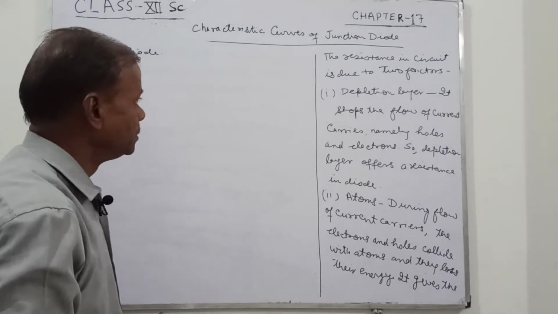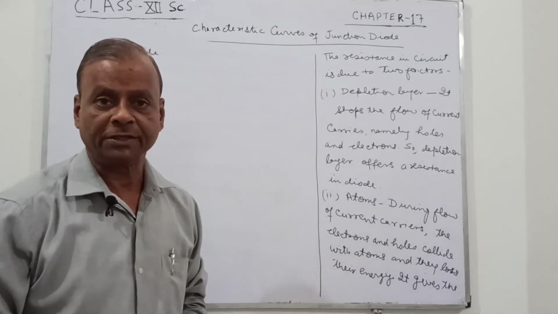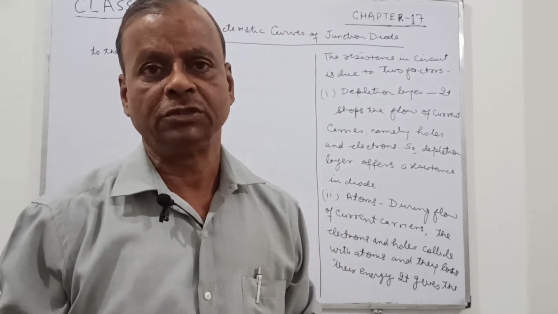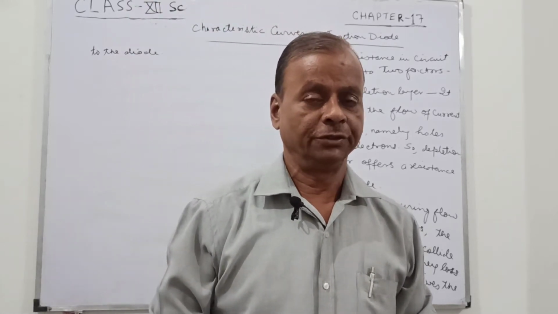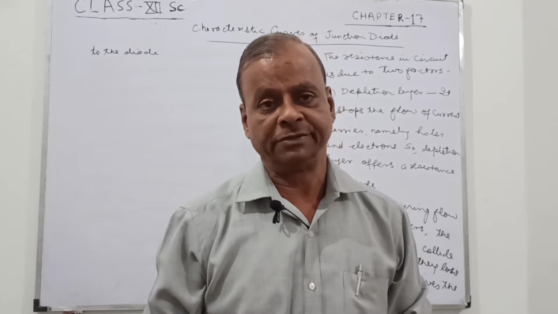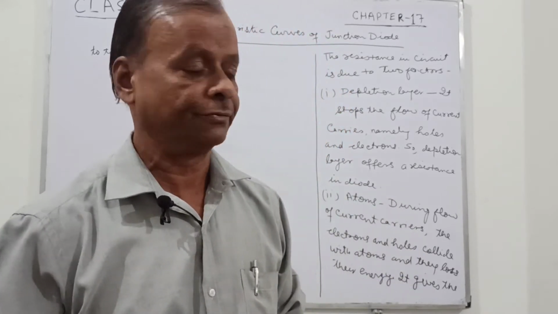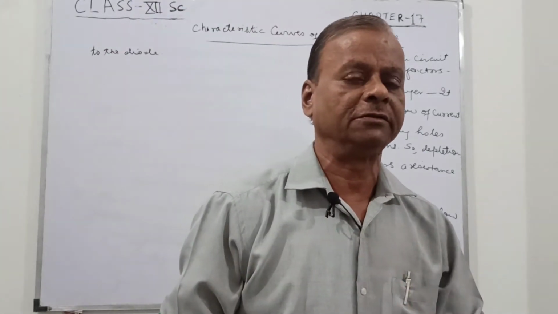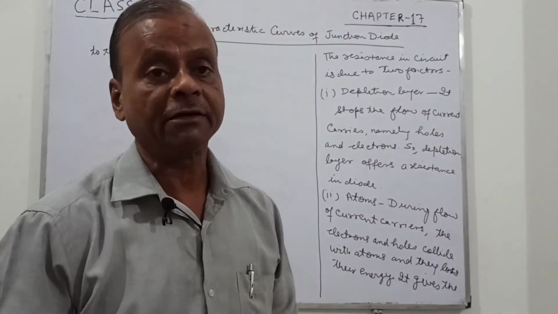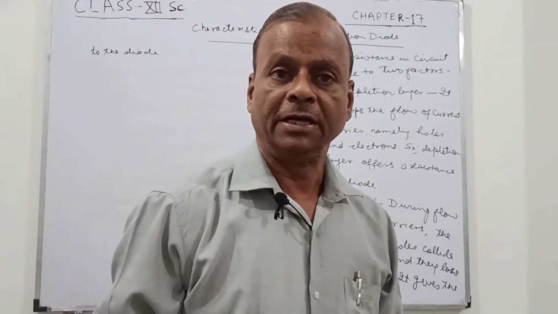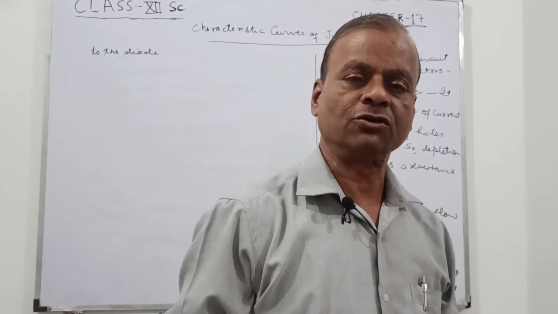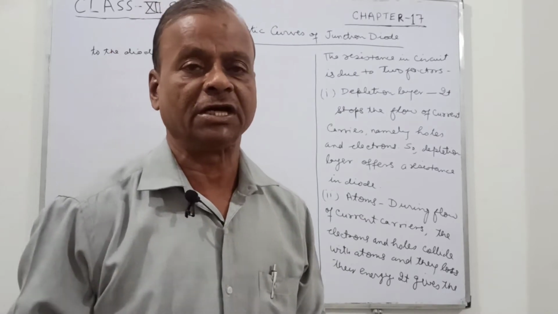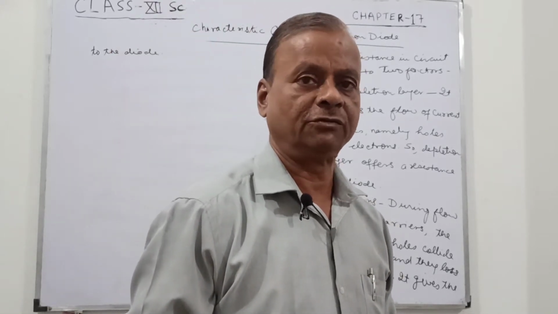So the resistance in the junction diode is because of two factors. First, the depletion layer. In the depletion layer there is no free charge at all, so it behaves like a bad conductor. So it opposes the motion of the current carriers, electrons and the holes. Second, the atoms. Since the electrons are moving across this depletion layer, they collide with atoms and lose their kinetic energy, and this also offers the resistance to the diode. So these are the main two factors responsible for the resistance of the diode.